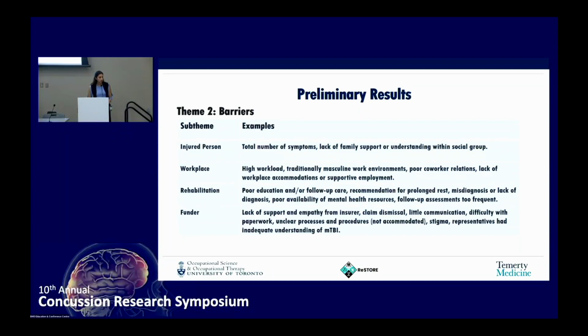Rehabilitation level factors included poor education or follow-up care, recommendation for prolonged rest, misdiagnosis or lack of diagnosis, poor availability of particularly mental health resources, and follow-up assessments that were too frequent. And finally, on the funder level: lack of support, claim dismissal, little communication, difficulty with paperwork, unclear processes and procedures, and also ones that weren't accommodated for the needs of someone with a concussion, stigma or discrimination, and having representatives that had inadequate understanding of MTBI or concussion.